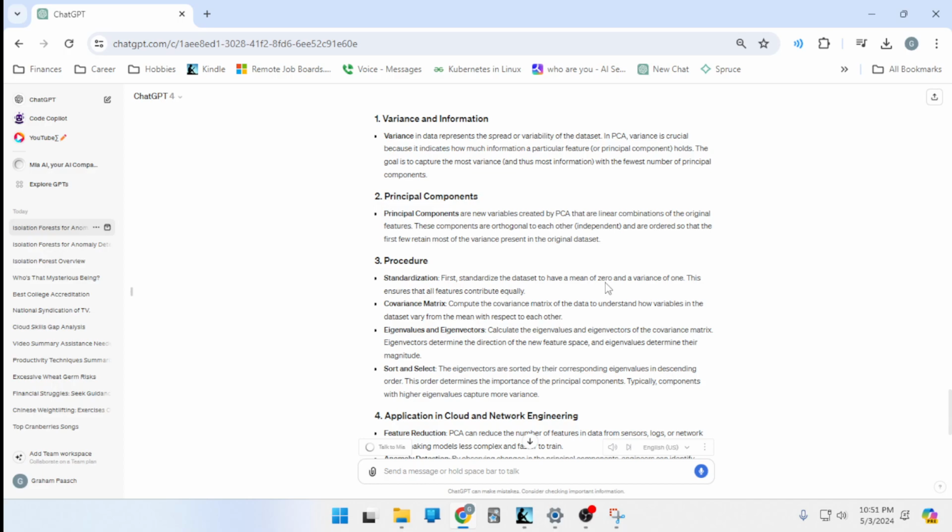The goal is to capture the most variance, and thus most information, with the fewest number of principal components. 2. Principal components. Principal components are new variables created by PCA that are linear combinations of the original features. These components are orthogonal to each other, independent, and are ordered so that the first few retain most of the variance present in the original dataset.